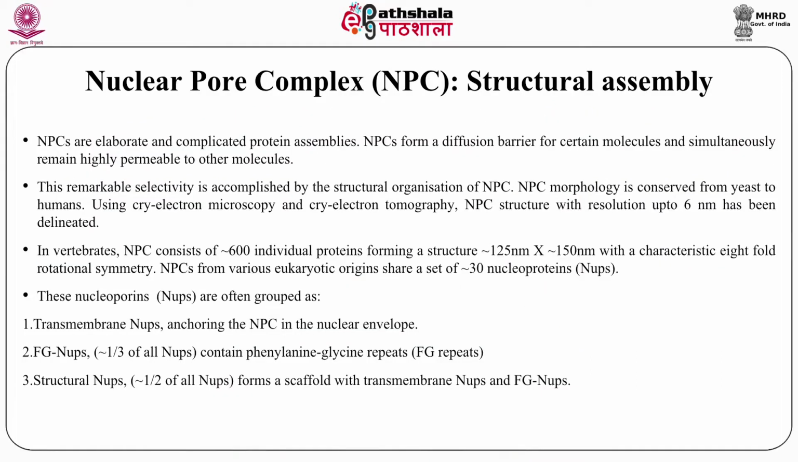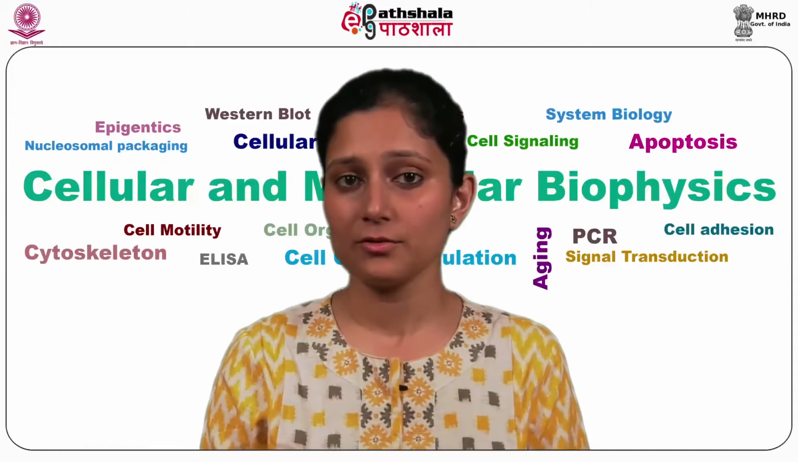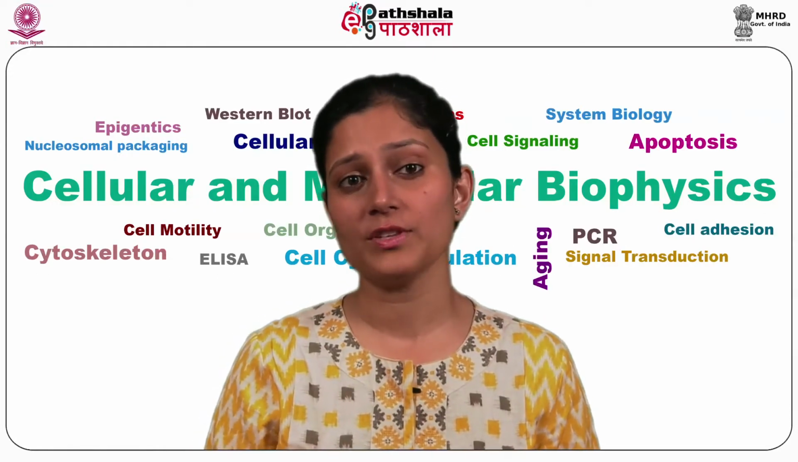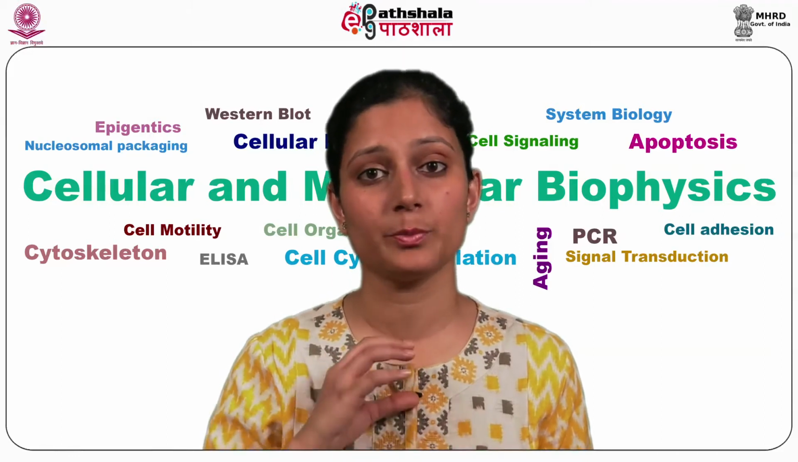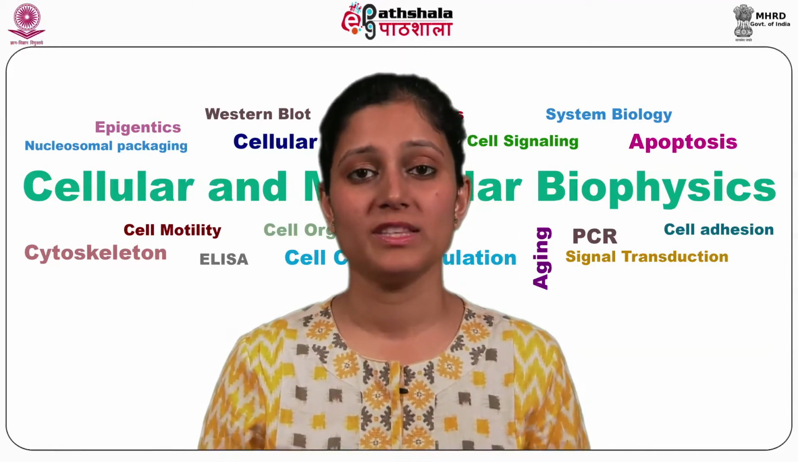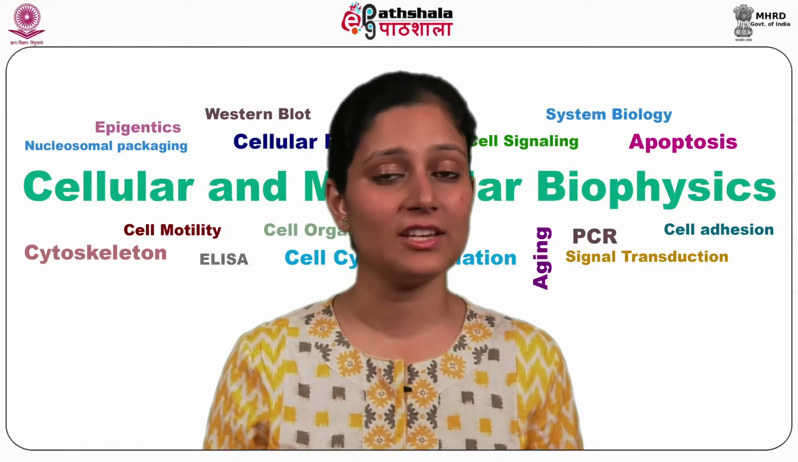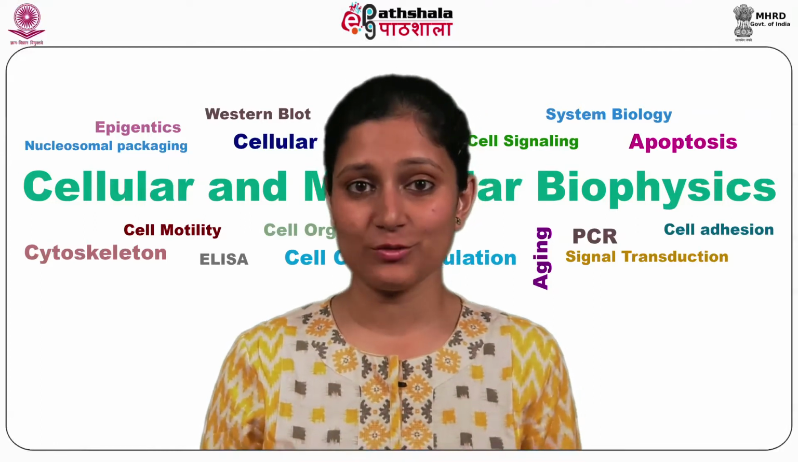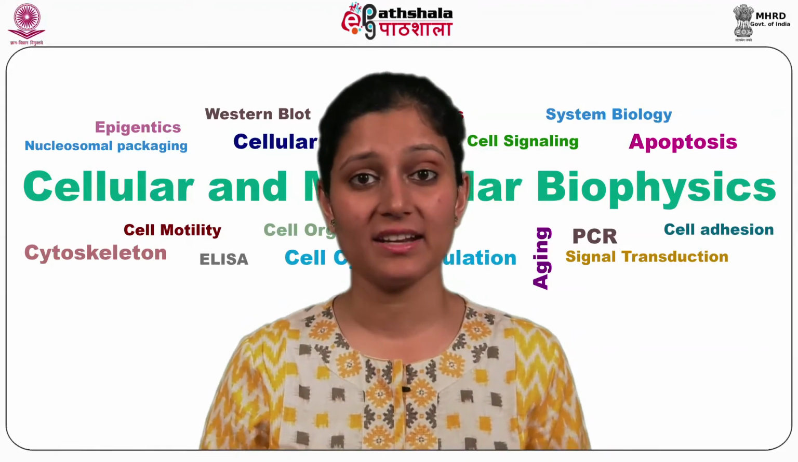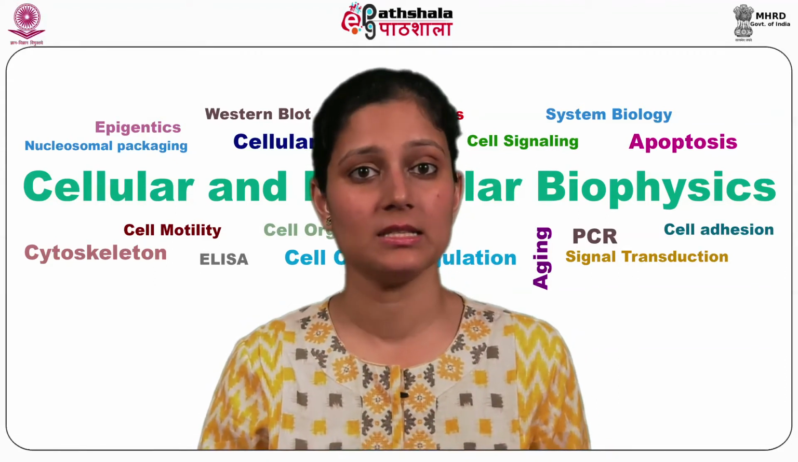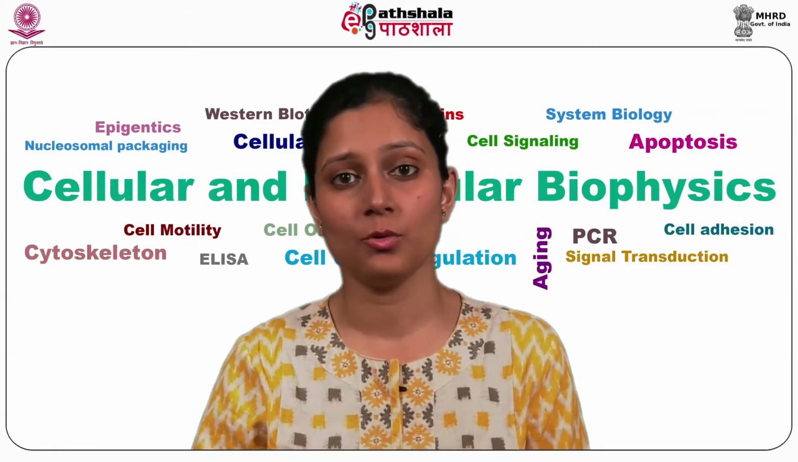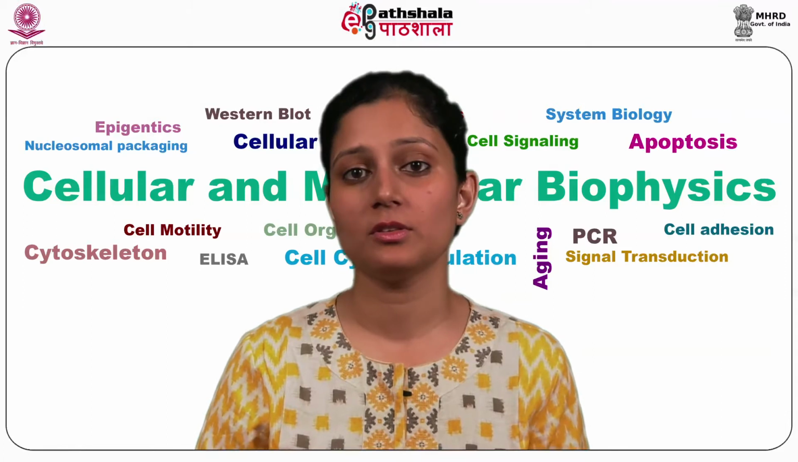NPC morphology is conserved from yeast to humans. Using cryo-electron microscopy and cryo-electron tomography, NPC structure with resolution up to 6 nanometer has been delineated. In vertebrates, NPC consists of 600 individual proteins forming a structure with a characteristic 8-fold rotational symmetry. NPCs from various eukaryotic origin share a set of 30 nucleoproteins. These nucleoproteins, also known as NUPs, are often grouped into 3 categories.